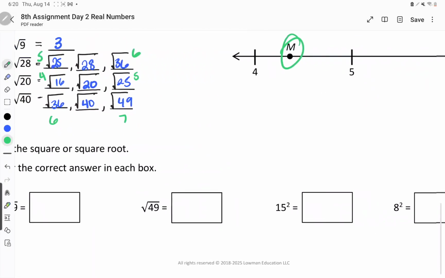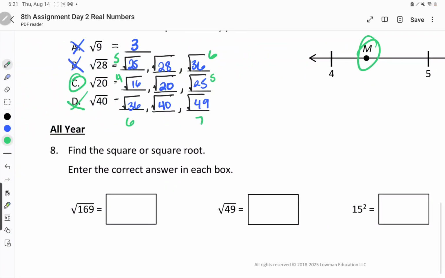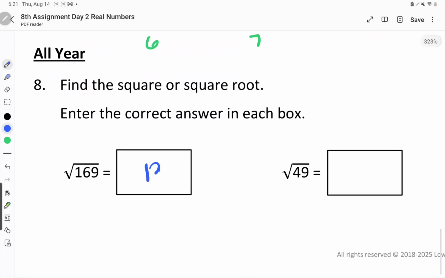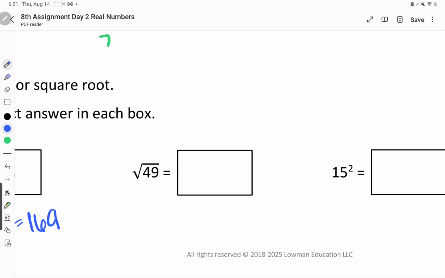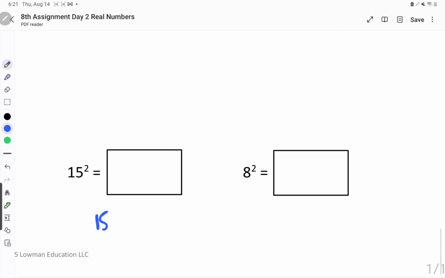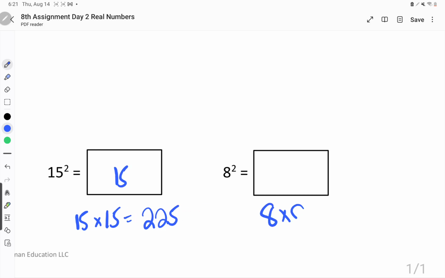All right, and then this one is just our memorization skills. It says to find the square root. We know that the square root of 169 is 13 because 13 times 13 equals 169. We also know that the square root of 49 equals 7 because 7 times 7 equals 49. Then we have 15 squared, which is 15 times 15, which gives us 225. And then we have 8 squared, which is 8 times 8, and that equals 64.